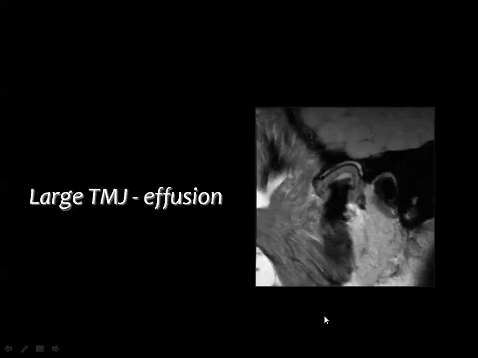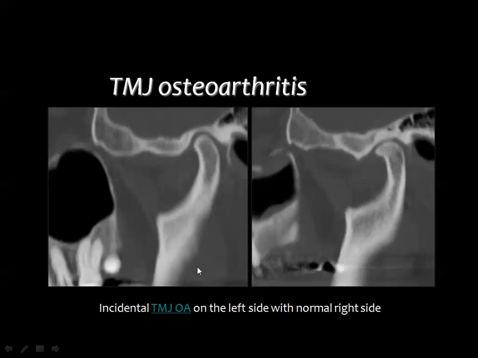changes within the joint. And here you can see a significant amount of joint effusion as well as osteoarthritic changes with flattening of the mandibular head and some osteophytic lipping.